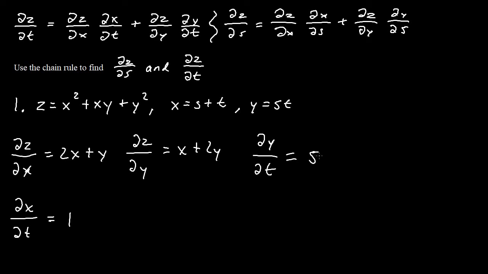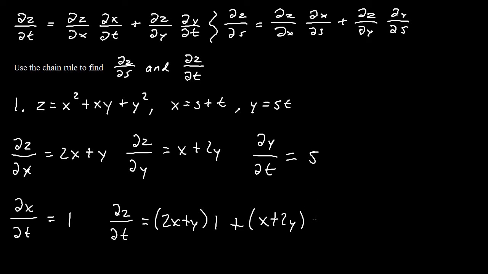So now, once again, using the formula, the partial derivative of z with respect to t is going to be equal to the partial derivative of z with respect to x, so 2x plus y, times the partial derivative of x with respect to t, which is 1, plus the partial derivative of z with respect to y, which is x plus 2y, times the partial derivative of y with respect to t, which is s. So if we simplify, we'll get 2x plus y plus, and I can just leave the s outside, s times x plus 2y.